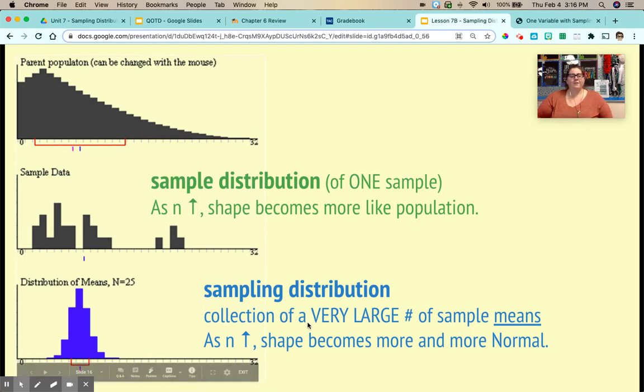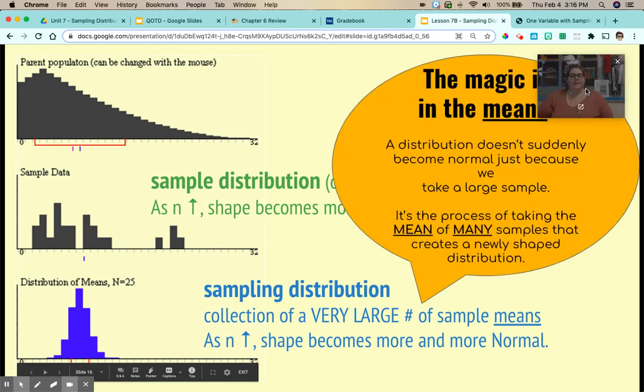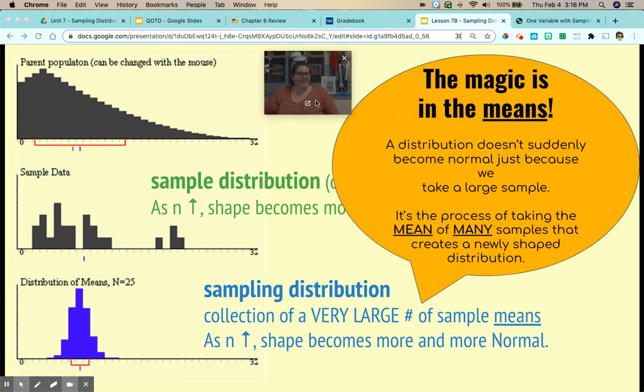So just be really careful. What I like to say here is that the magic is in the means, right? A distribution doesn't just suddenly become normal because we take a large sample. It's the process of taking the mean of many samples that creates that shape difference that we see with the central limit theorem. So be careful, read carefully. We should always be dealing with the sample means in order to use our rules for a sampling distribution.